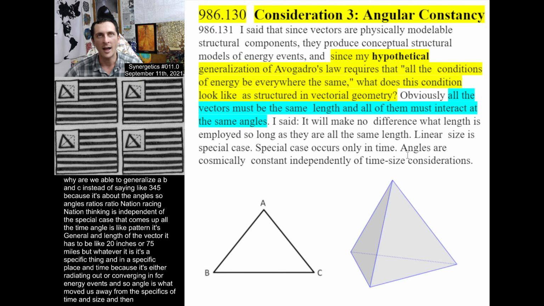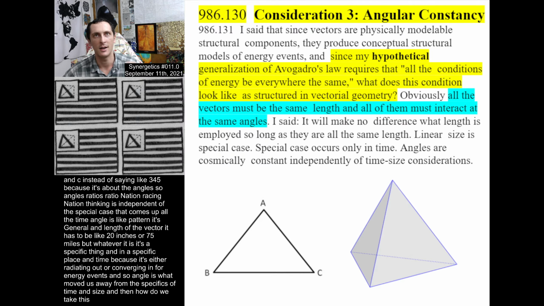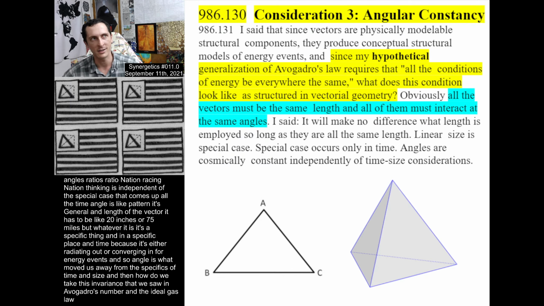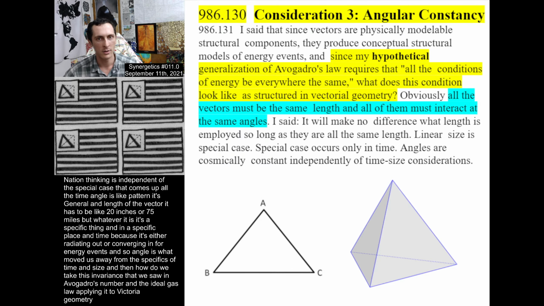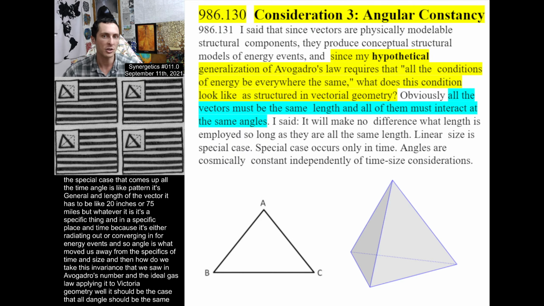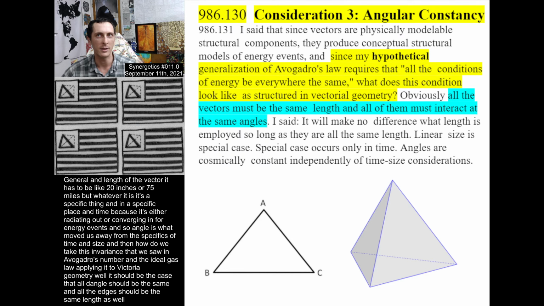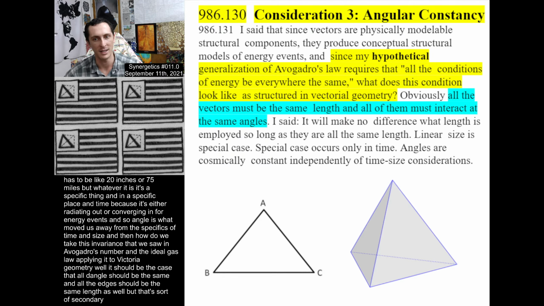And then how do we take this invariance that we saw in Avogadro's number and the ideal gas law, applying it to vectorial geometry? Well, it should be the case that all the angles should be the same and all the edges should be the same length as well, but that's sort of secondary to the angles being the same.